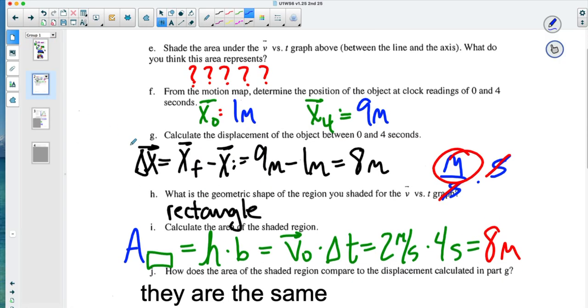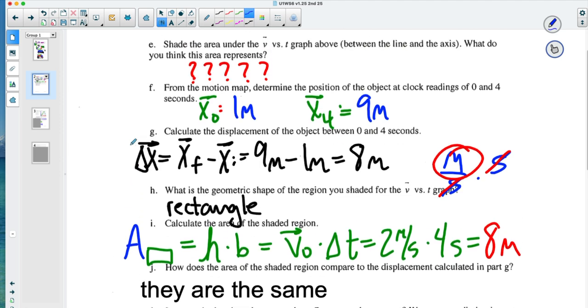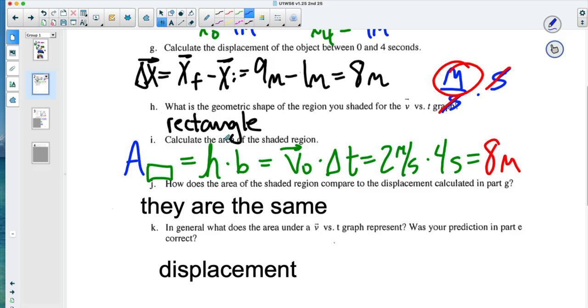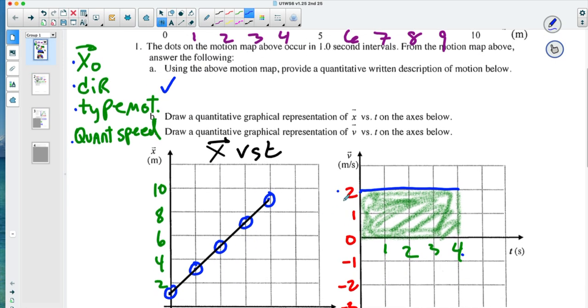We were asked to shade in that area and then calculate what that might be. Because the final position was 9 meters and the starting position was 1, we found out the change of position, or displacement, was 8 meters. They then asked us what the shape was underneath the velocity versus time graph. So what was the shape of this thing here? And that's a green rectangle.